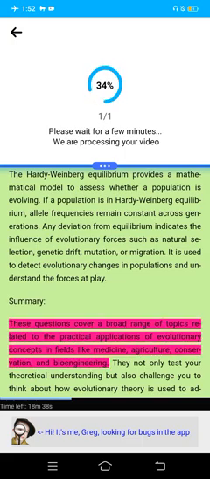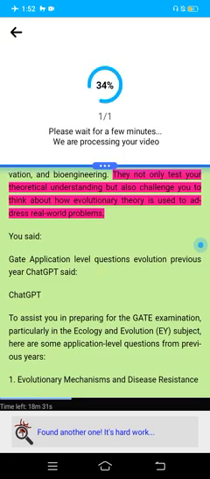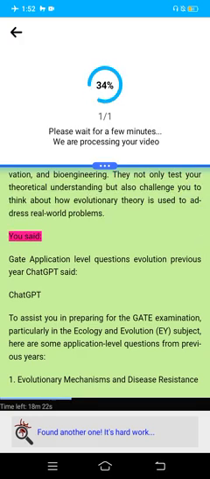Summary: These questions cover a broad range of topics related to the practical applications of evolutionary concepts in fields like medicine, agriculture, conservation, and bioengineering. They not only test your theoretical understanding but also challenge you to think about how evolutionary theory is used to address real-world problems.